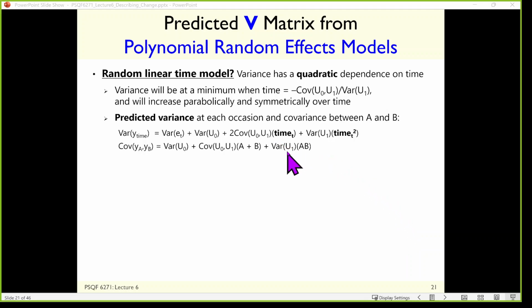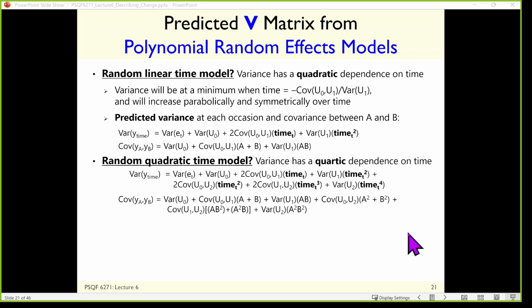And you remember this scary looking function? This is how the V matrix gets built under a random linear model. I got news for you. It's about to get worse. This is the one that the quadratic builds.